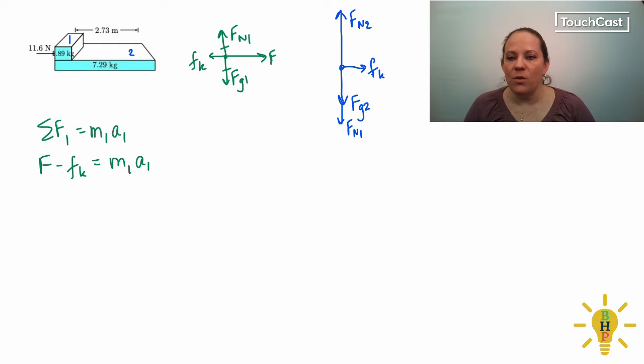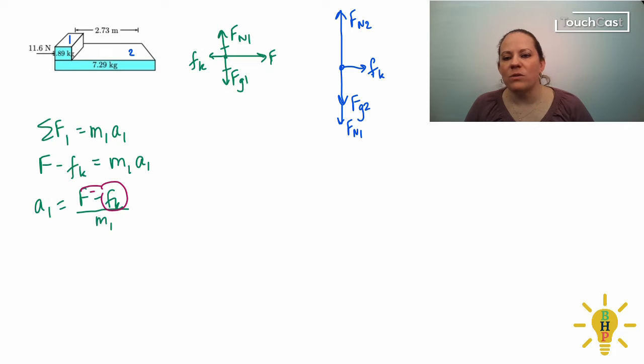All right, so here we're going to be able to solve for the acceleration of this block with the applied force minus the frictional force divided by the mass of this smaller block. But here's the thing, we don't know anything about that frictional force yet. So now I'm going to have to figure out some stuff about that kinetic friction force.